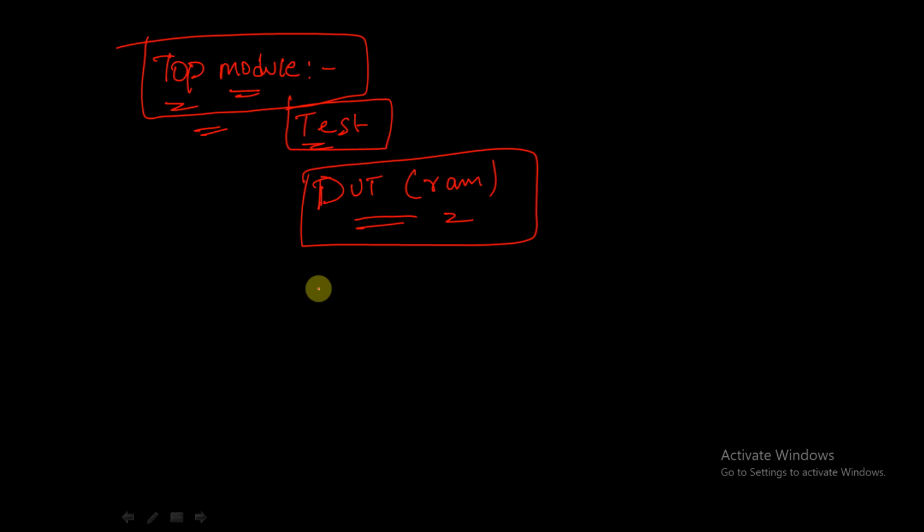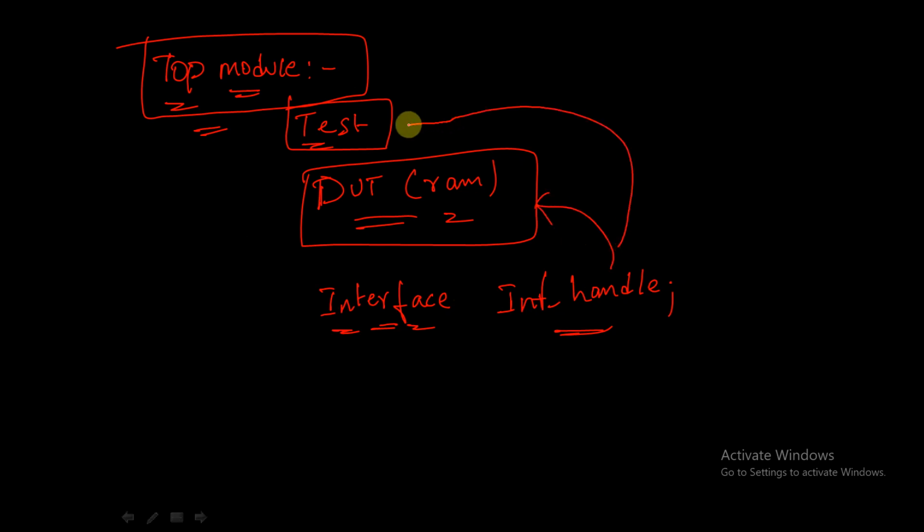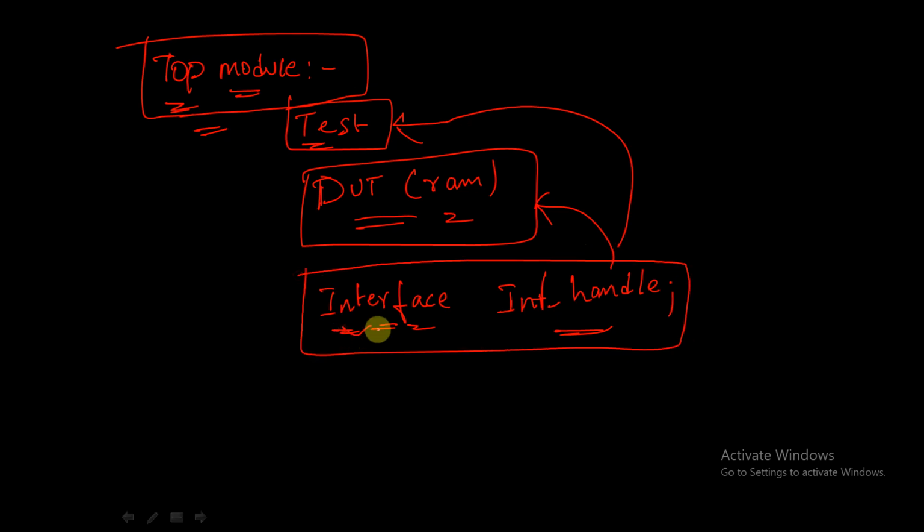So this top module will also have one more file which is known as interface instance. Okay, the interface instance creation will be done in the top module, and this interface handle will be passed from the top module to the DUT and to the test. Okay, from the top module only we are going to create the handle for the interface. We are going to create the interface instance, and this instance is going to be passed to the DUT and the test from the top module.